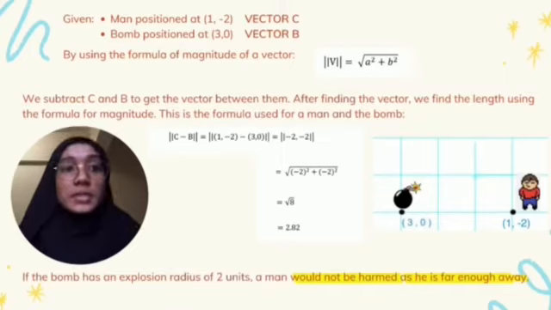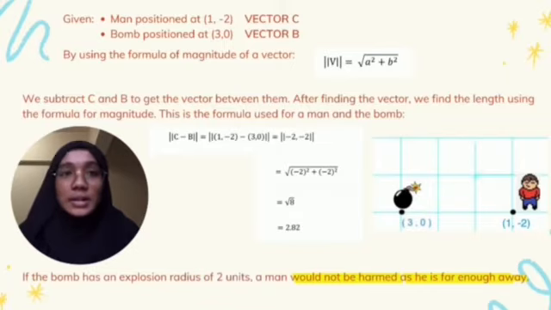The magnitude of C minus B equals the square root of 8. Then we get 2.82. So if the bomb has an explosion radius of 2 units, a man would not be harmed as he is far enough away.